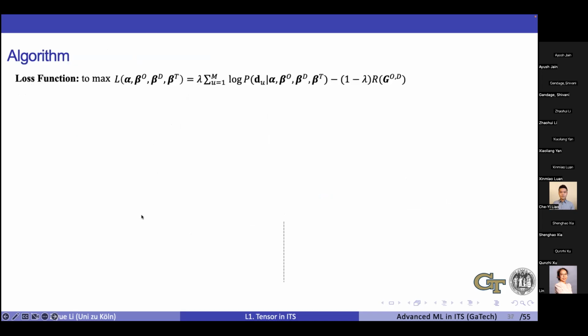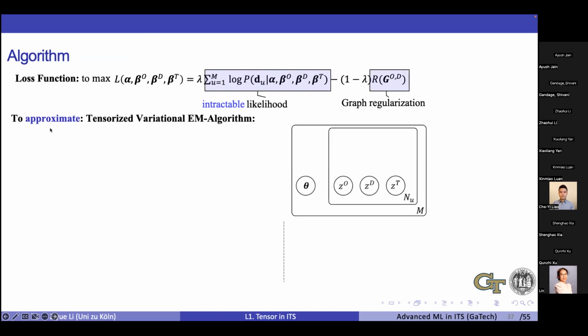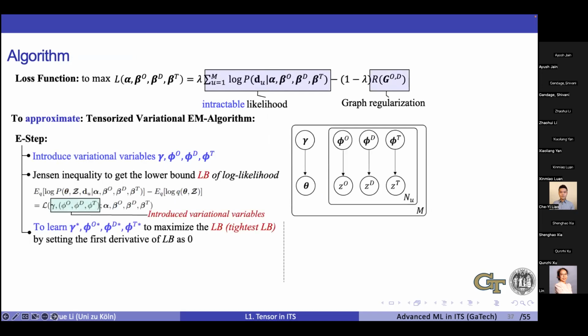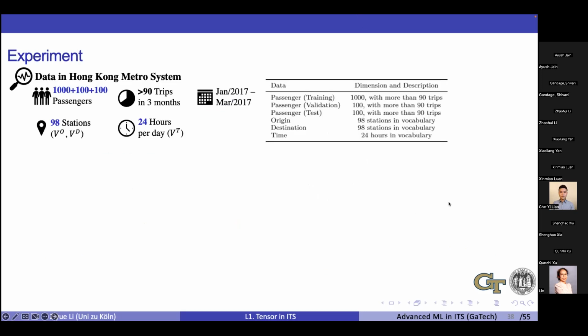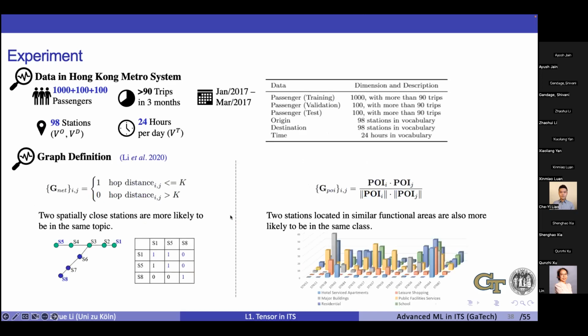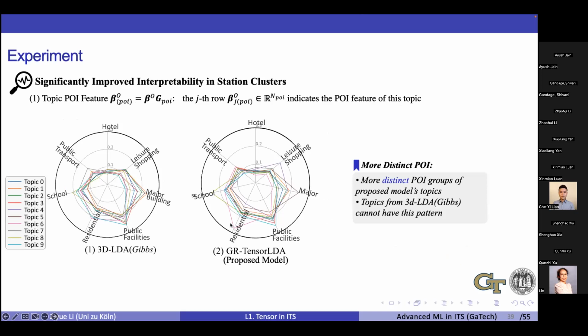And here I will quickly introduce the algorithm, because we don't really know the probability of a document, right? So this likelihood is intractable. We cannot really estimate it, we can only approximate. So here we use the EM algorithm to learn the hidden parameters. And this is the experiment. We start from a small one where we only use 1,000 passengers for training, and we use the same graph we used. And here is the result we can see.